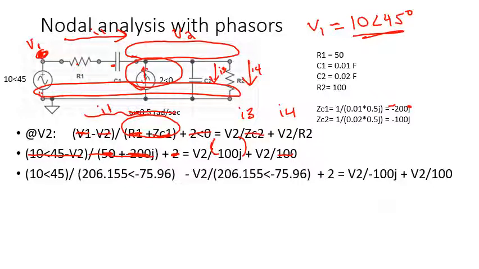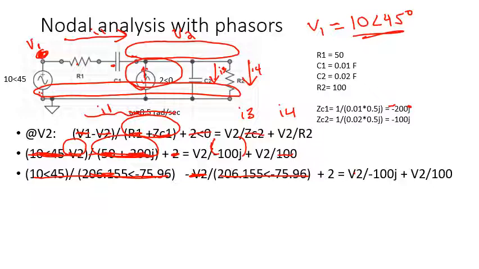So I'm going to split those into separate terms. I'm going to say 10 phase angle 45 over this. That's that term. This denominator I've now made into phasor form here. That's all that's happened. And then I have minus V2 over this term. Minus V2. And that denominator put as a phasor is 206.155, phase angle negative 75.96. The rest of this stayed the same, so plus 2 equals V2 over negative 100J plus V2 over 100.